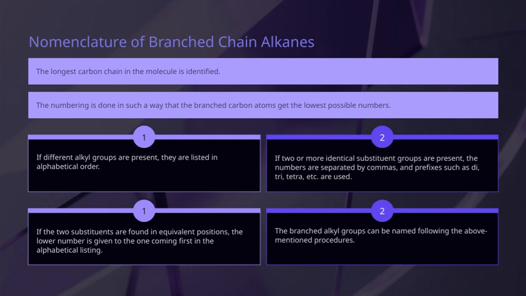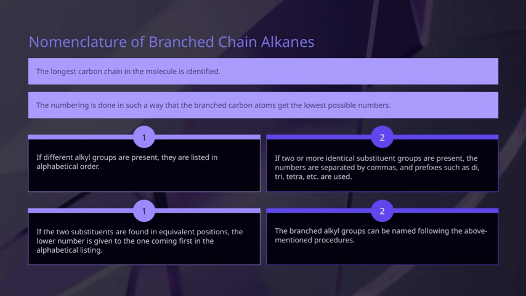Now, if two substituents are attached at equivalent positions, we assign the lower number to the one that comes first alphabetically. This helps keep the naming consistent and clear. When different alkyl groups are present, we list them alphabetically, regardless of their position in the chain. Another key point is that we want to number the chain in a way that gives the branched carbon atoms the lowest possible numbers. This often involves choosing a numbering scheme that maximizes the numbers on the main chain's substituents.